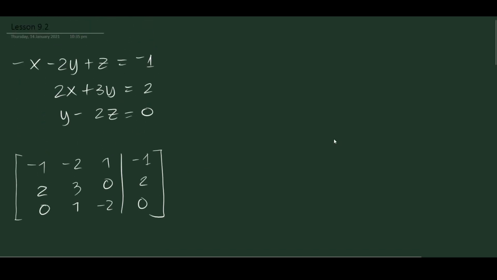So what can we do here? Our goal is so that this should be 0, this should be 1, this should be 0, this should be 1, right? Okay, so if this is to be 0, I'm going to multiply R1 by 2, and then add it to R2. Okay, so let's try that. So 2 times R1 plus R2 is equal to R2, so I'm going to assign it to R2. Okay, so 2 times R1: negative 2, and then negative 4, and then 2, and then negative 2.